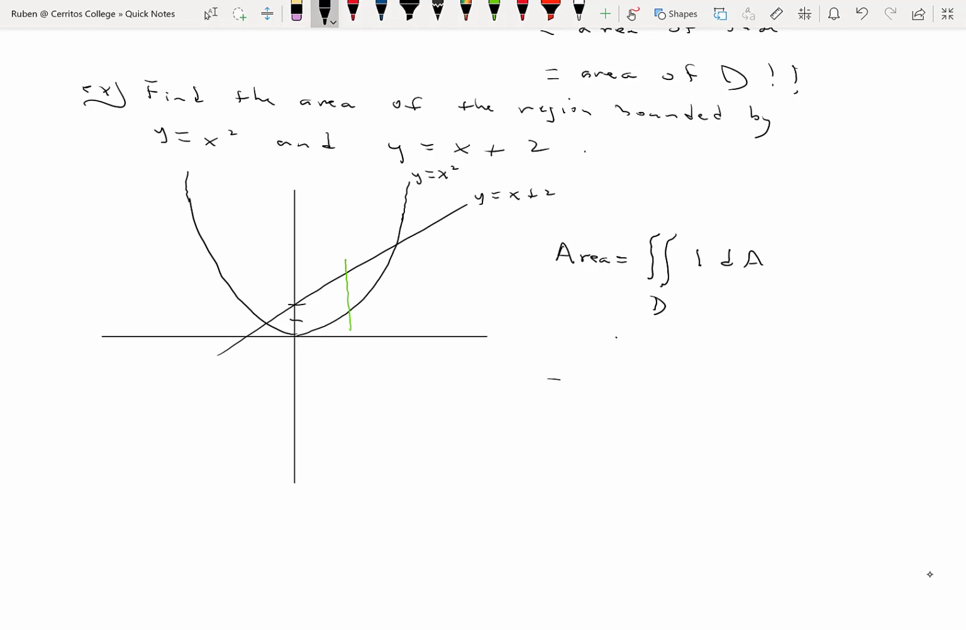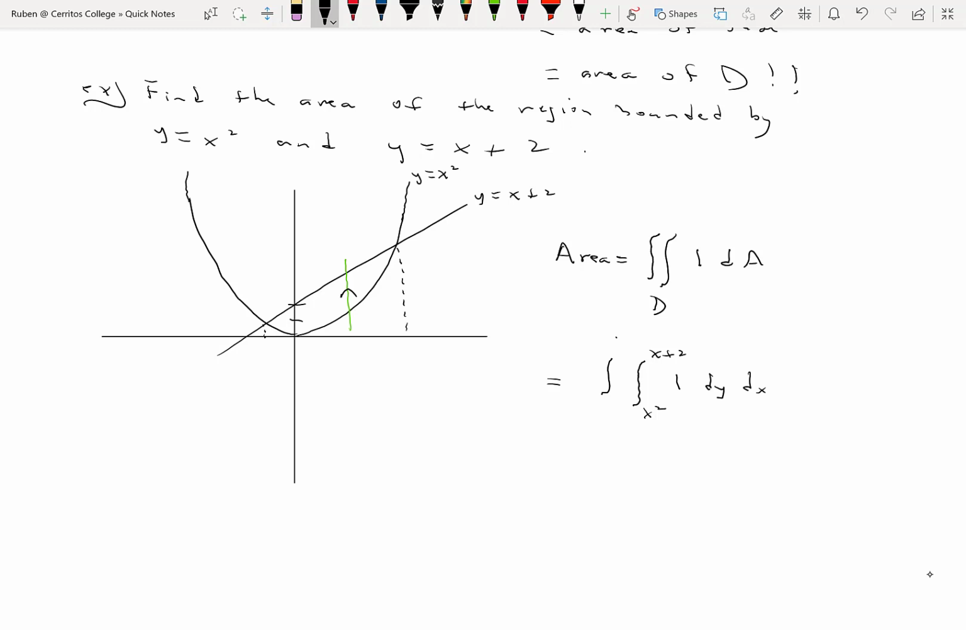So our area then is the integral of 1 with respect to y as y varies between x squared and x plus 2. Remember, we look at the green line as we pass through the region. We first hit the region at x squared. We last hit the region at x plus 2. Then we integrate that result with respect to x between two constants.